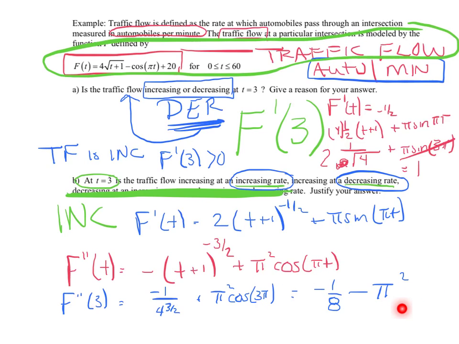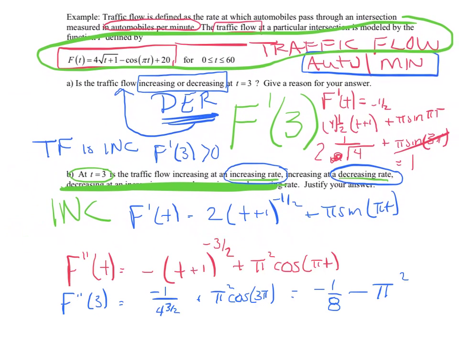So I would finish this off by saying that the traffic flow is increasing because f prime is greater than 0, but at a decreasing rate because f double prime is less than 0. I'm sorry, I meant to say f prime is greater than 0, not 3. So really pay attention to what's given and what you want to do. Look for those key calculus terms, and that should give it away. Increasing or decreasing is calculus, and who am I doing it to?